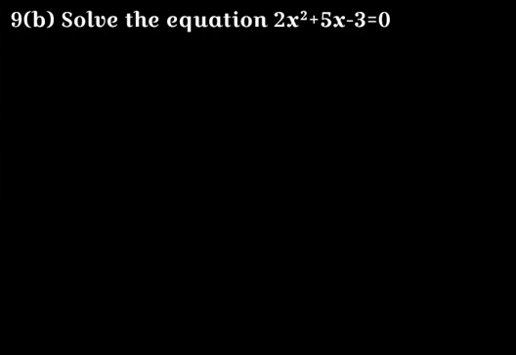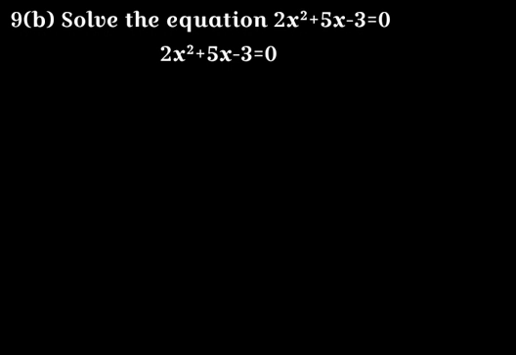Okay, now this is question 9b, which was: solve the equation 2x squared plus 5x minus 3 equals 0. So that was the question. What I'm going to do is rewrite this expression down here. To solve this equation, first of all, we'll start by factorizing this quadratic. After we factorize, then we will solve for x.